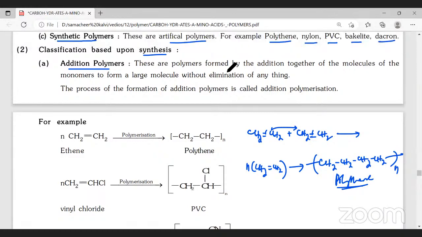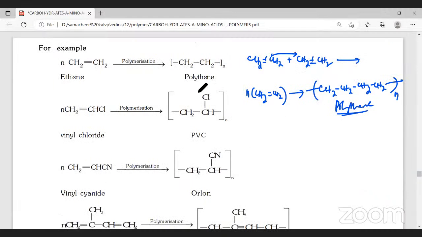Addition polymers are polymers formed by addition together of the molecules of the monomers to form a large molecule without elimination of anything, without elimination of a byproduct. This process of formation of addition polymers is called addition polymerization. Now, example, we have learned polythene.